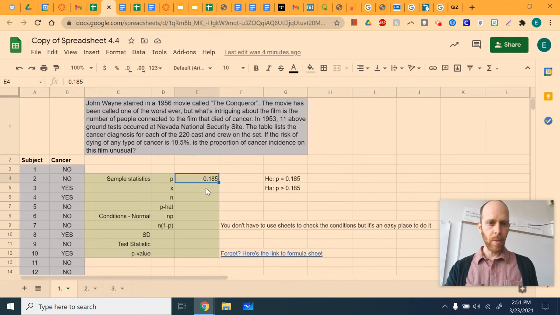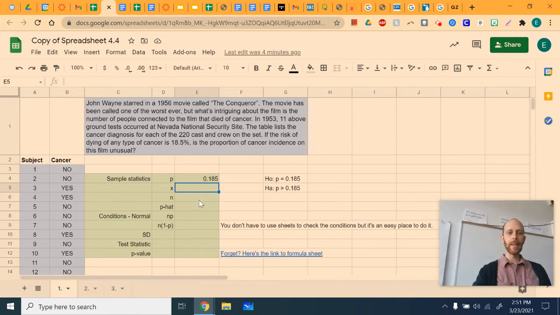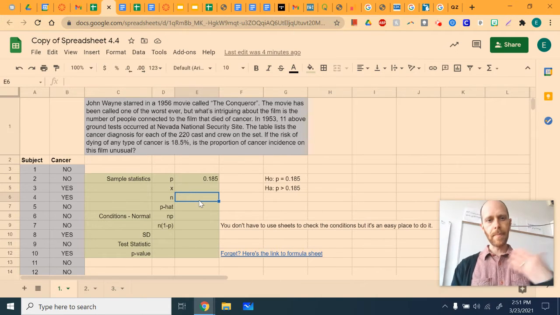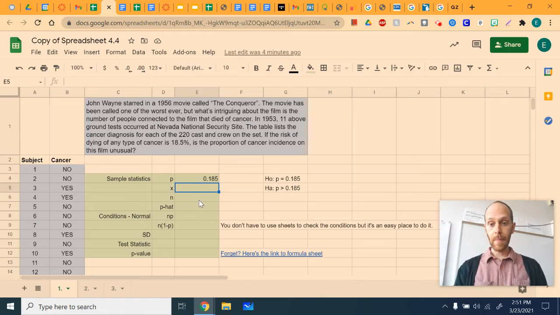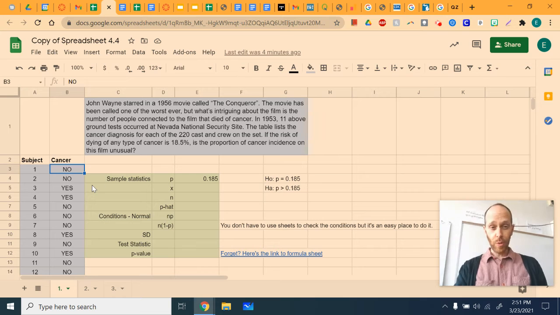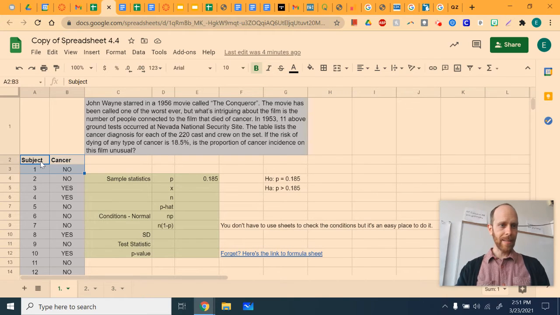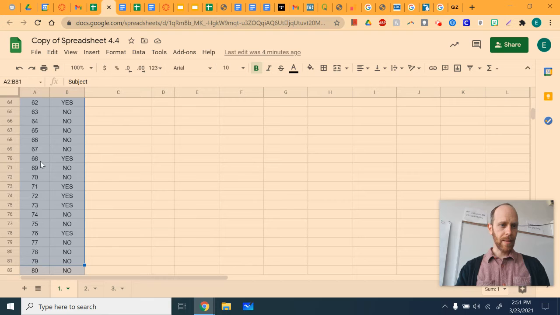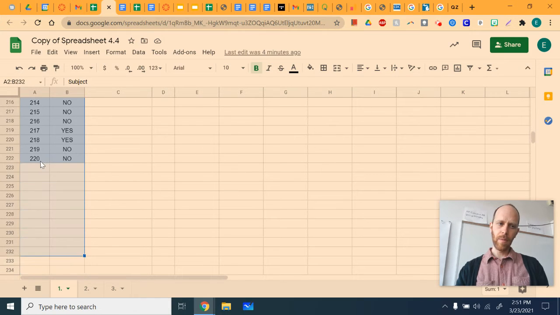And I am also going to figure out the number of people that were in the cast or on set. And then I need the number of them that died of cancer. I guess it's not the number of people that, no, it is, it's dying. All right. So I think the easiest way to do that is this. If you highlight the subject and the cancer rows, really you could probably just highlight the cancer row and you'd be fine.